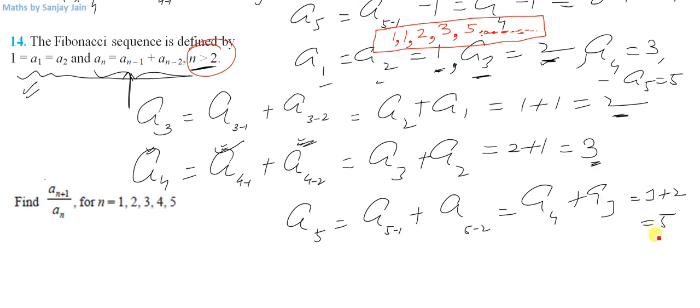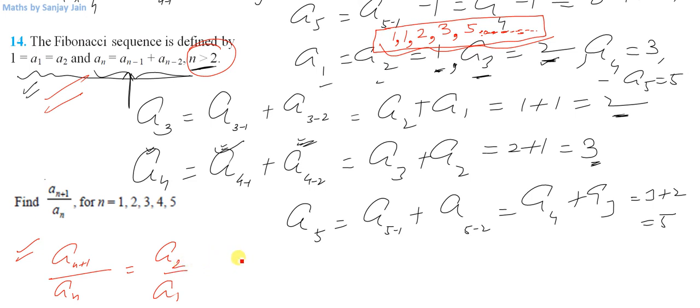Okay, the question is still not finished because we were not asked for the Fibonacci sequence. This is given, right? This is the Fibonacci sequence that we have got. We need to find a(n+1) by a(n), that means for n equal to 1, 2, 3, 4 and 5. So if I place n equal to 1, I need to find a2 by a1.